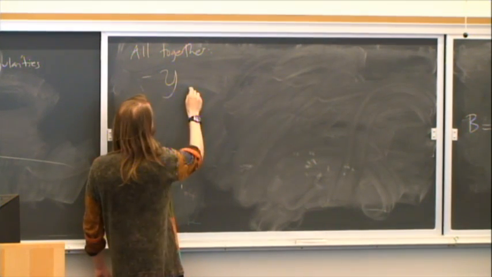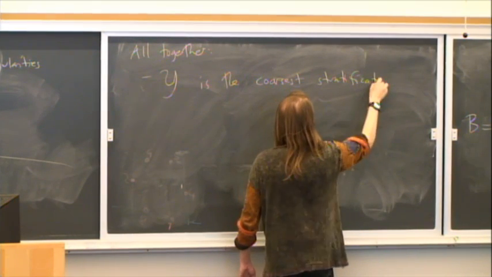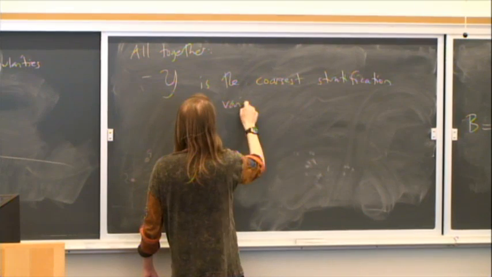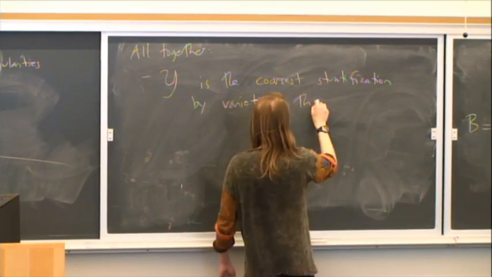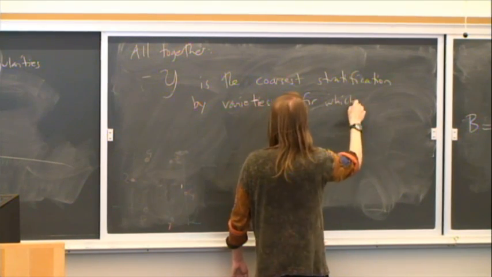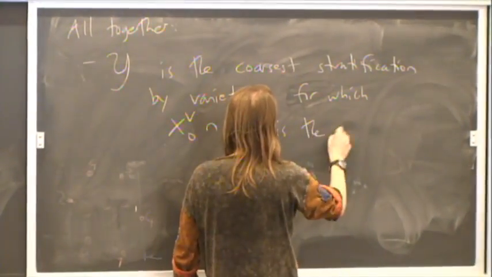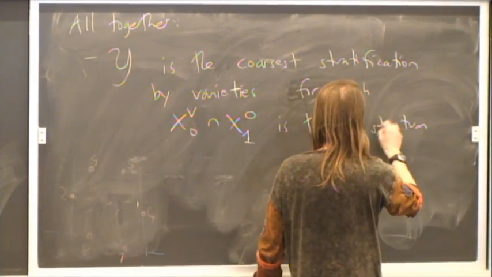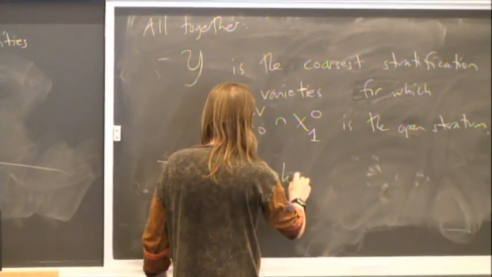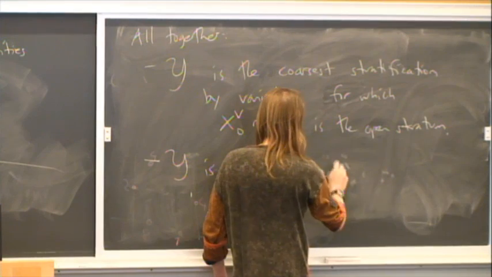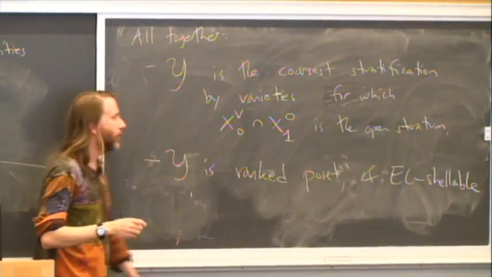So let me say that Y is the coarsest stratification by irreducible varieties that includes, for which x_v open intersect x_1 open is the open stratum. So what that means is, and part of this is that Y is ranked. So it's a ranked poset. And also a nice thing about it is it's EL shellable. So a nice thing that a ranked poset might be.